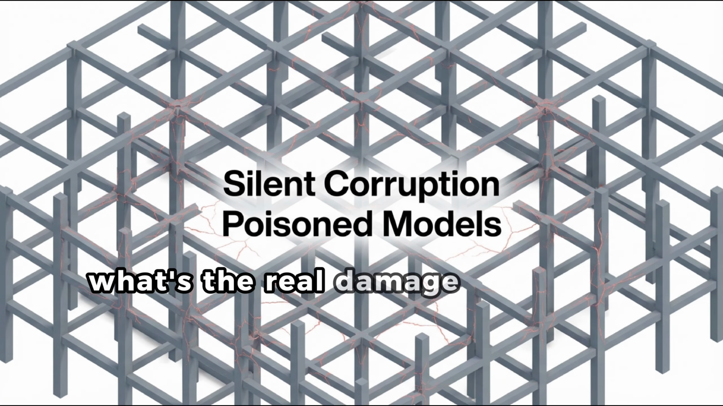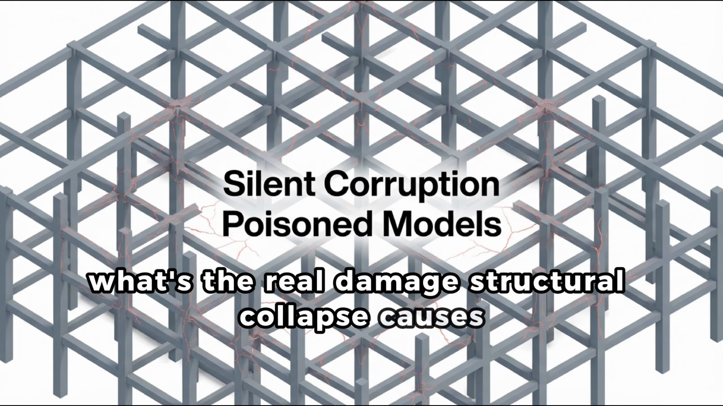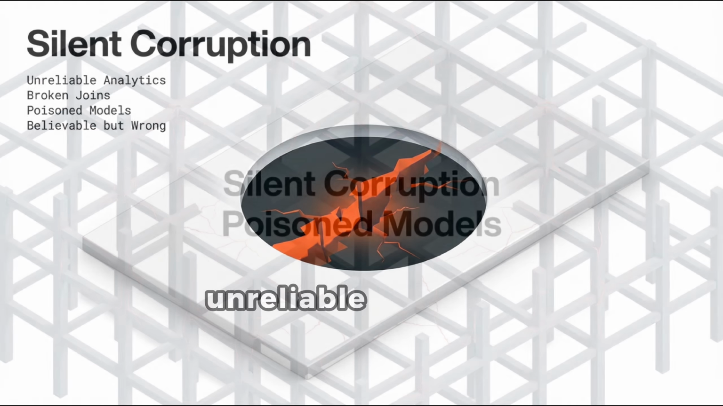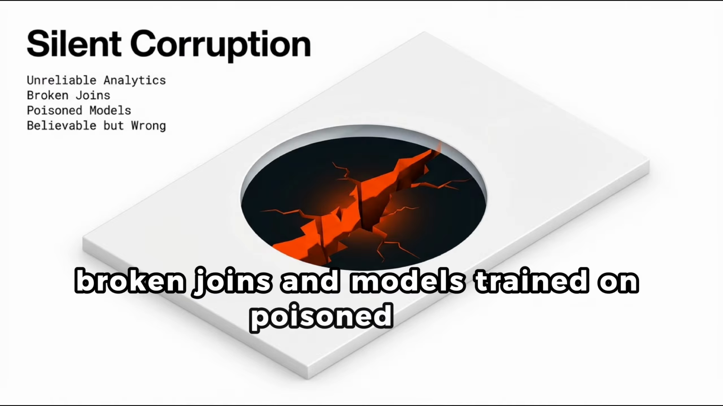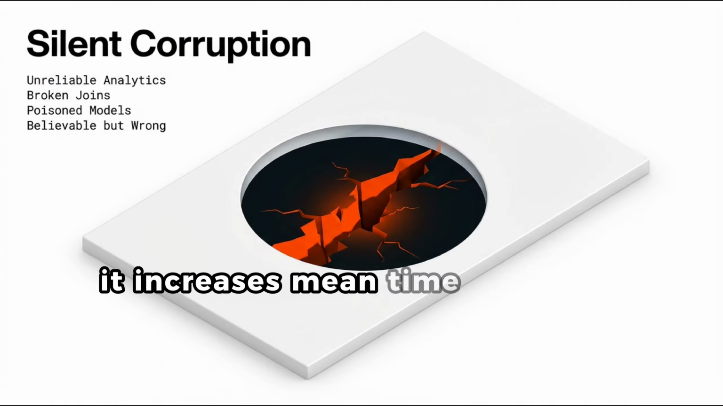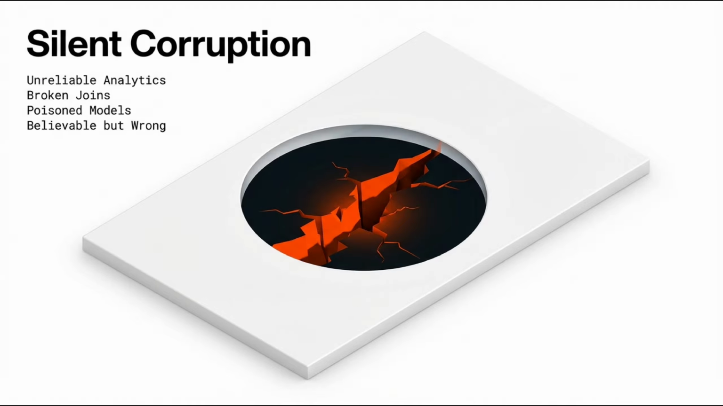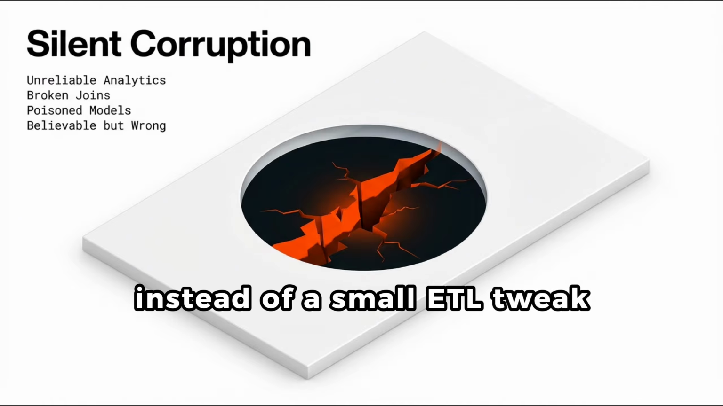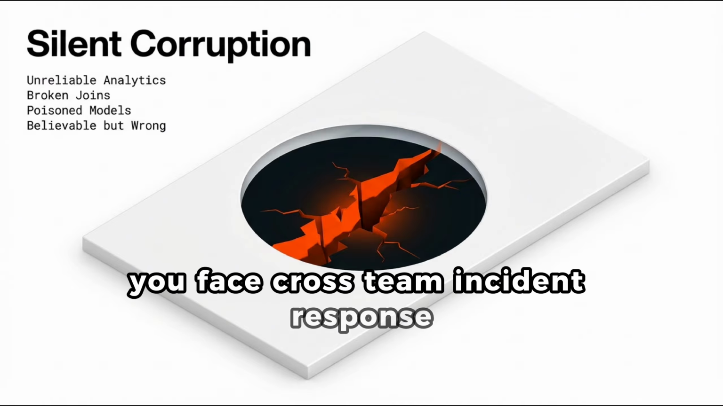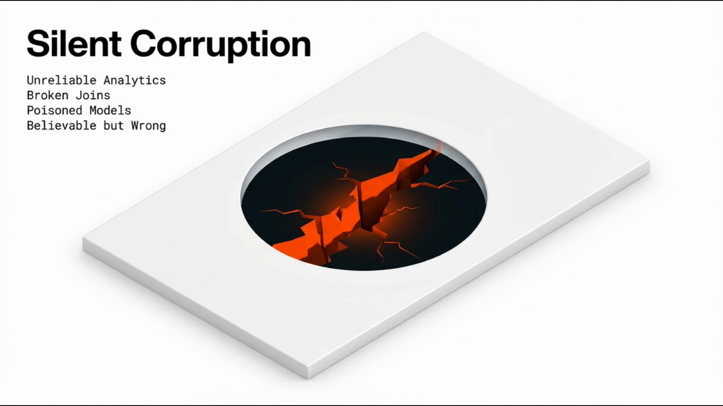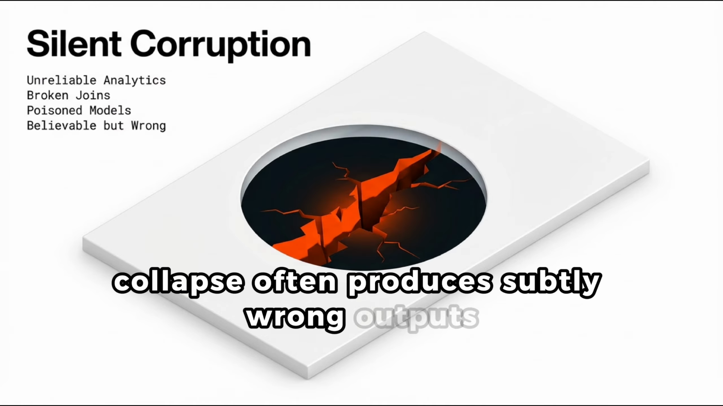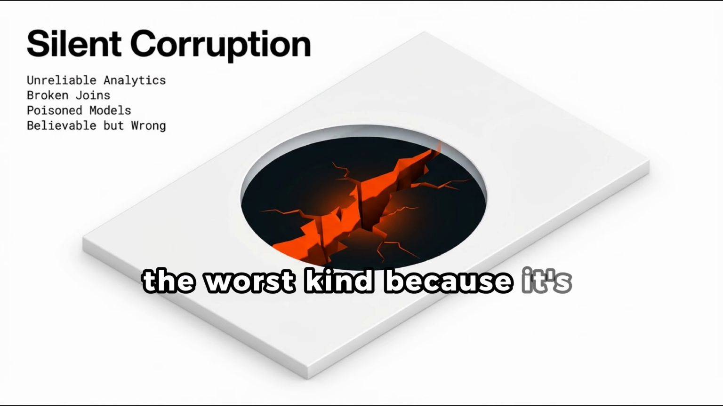What's the real damage? Structural collapse causes silent data corruption, unreliable analytics, broken joins, and models trained on poisoned data. It increases mean time to detect and repair. Instead of a small ETL tweak, you face cross-team incident response, manual reconciliation, and lost trust in your data. And unlike an obvious crash, collapse often produces subtly wrong outputs, the worst kind because it's believable.